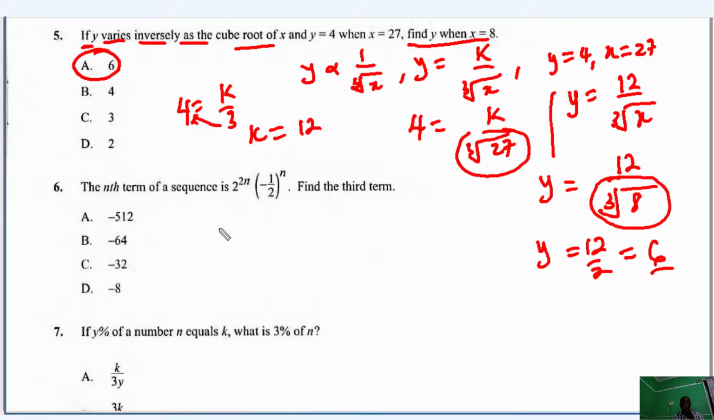You go on to question 6. It's saying that the nth term of a sequence is this. Find the third term.